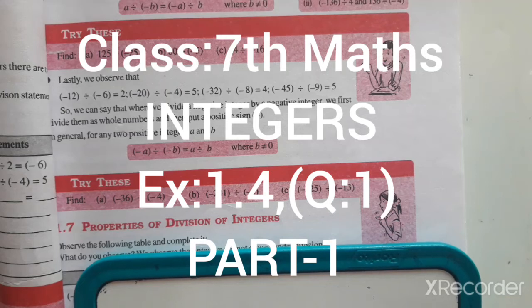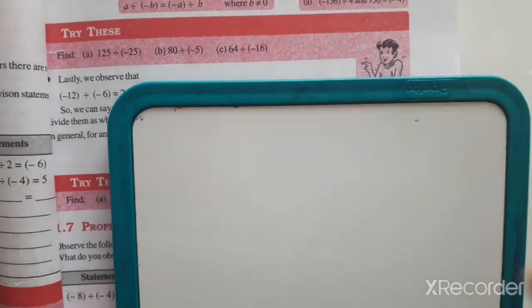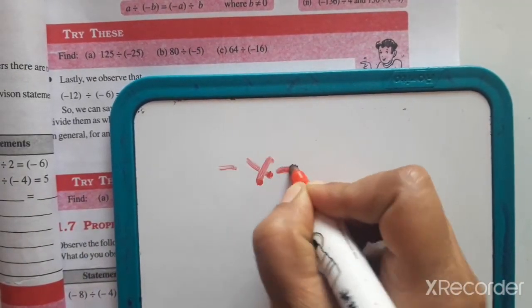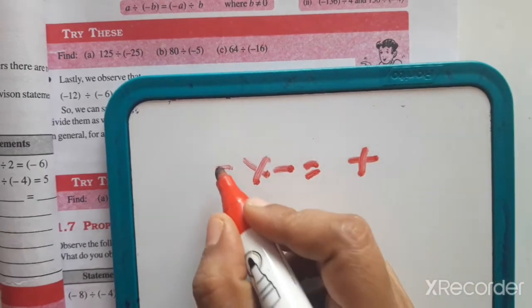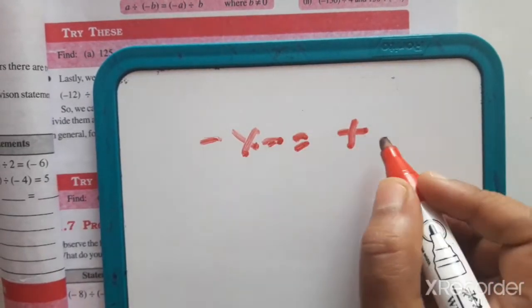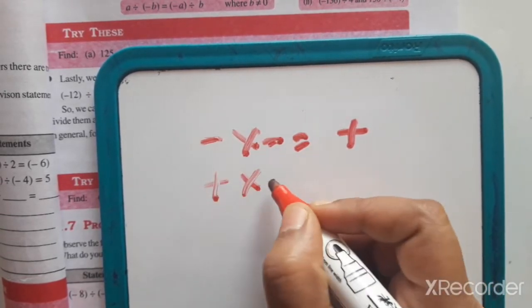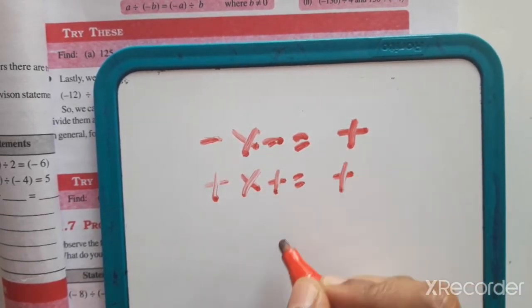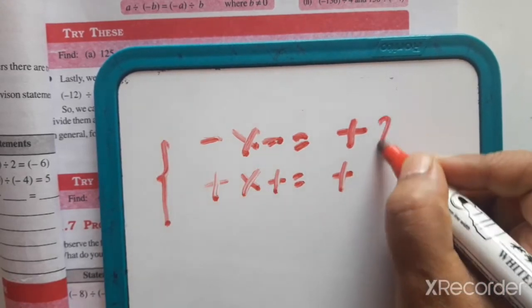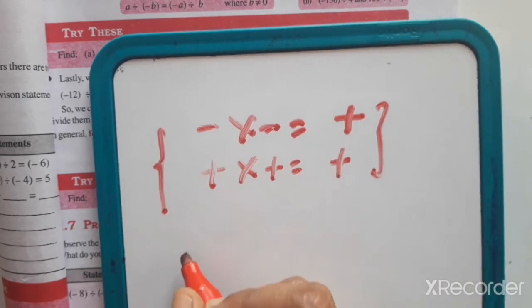This is 7th standard maths, chapter name is integers. Now, properties of division of integers. You know minus into minus means plus. When you multiply numbers with the same symbol, minus into minus is plus, and plus into plus is plus. It means when you multiply with the same symbol, the answer is with the plus mark.